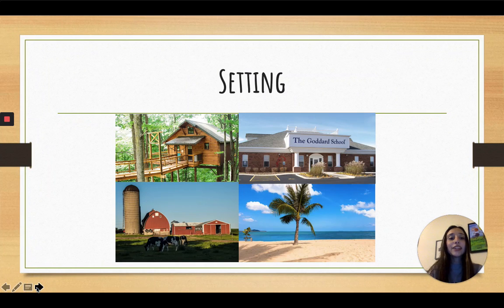All right, then I need to look for setting. So a setting is where something happens. So is my story happening outside in a treehouse? Is my story happening at a school? Is my story happening on a farm? Is my story happening at the beach? Where is my story happening?